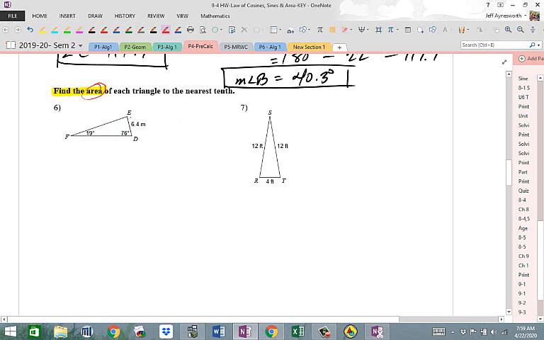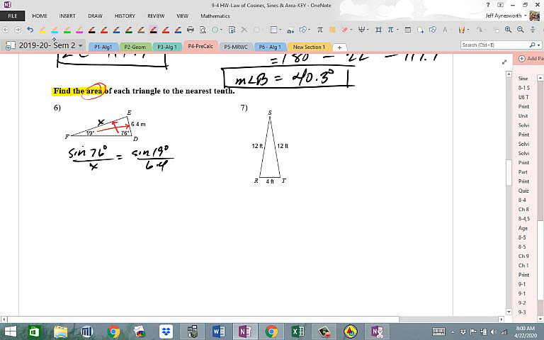Let me see. 6.4 is opposite of the angle 19 degrees. We do not have this side here, and it'd be kind of nice to know that side. So I can use the law of sines to figure that out. I'm going to call this x temporarily. So I'm going to find that side and then use the area formula. So the sine of 76 degrees to x is going to be equal to the sine of 19 degrees to the 6.4. I'm going to solve for x.